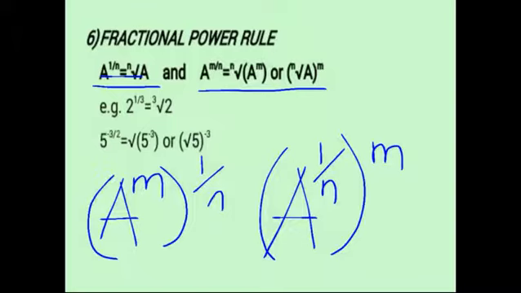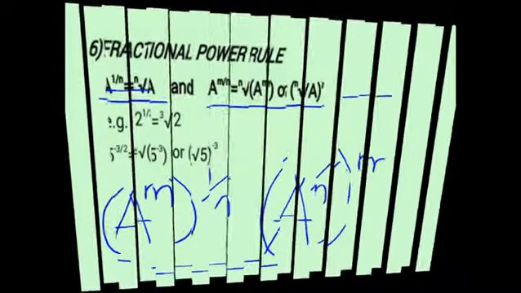But the second is actually a rule that will be discussed next. So just take note that a raised to the power of m over n is equal to the nth root of a raised to the power of m, or the nth root of a, all in brackets, raised to the power of m. This is what I'm going to use to show you after I talk about the next rule.